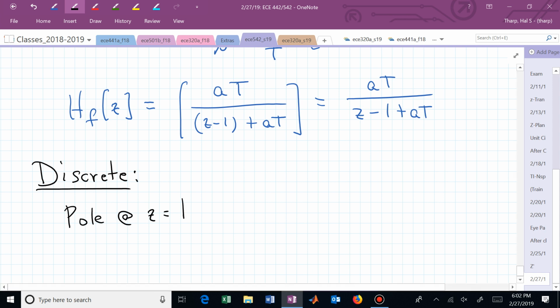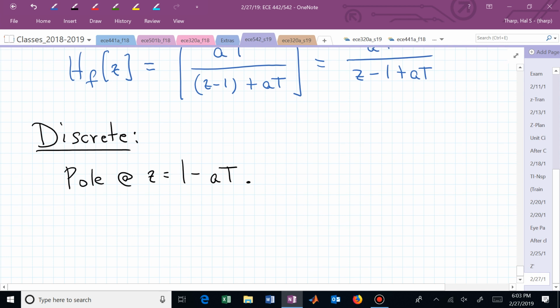That will now be 1 minus AT. Our pole is now at 1 minus AT. It's going to depend on the choice of T and the original bandwidth of our low-pass filter. And where is that relative to the unit circle, which we could think of for stability purposes of this filter? This is inside the unit circle, and how far in depends on how big we make capital T relative to the original bandwidth of A.